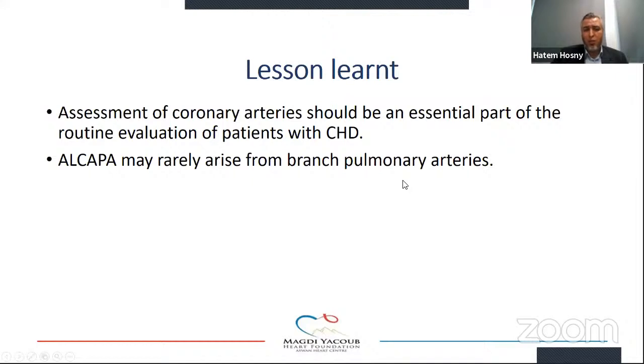The patient survived the operation and was discharged from hospital, and after 4 months, he unfortunately came back in severe heart failure, and sadly, the patient died. So this is a really fatal mistake. Assessment of coronary arteries should be an essential part of the routine evaluation of patients with congenital heart disease. Yes. And ALCAPA can arise from branch pulmonary arteries, not just from the pulmonary root.